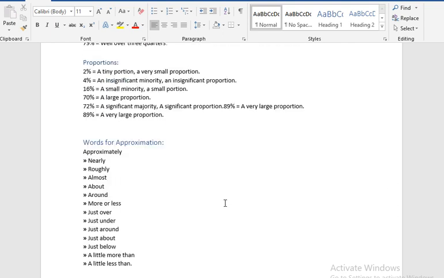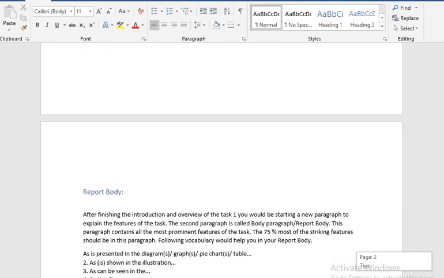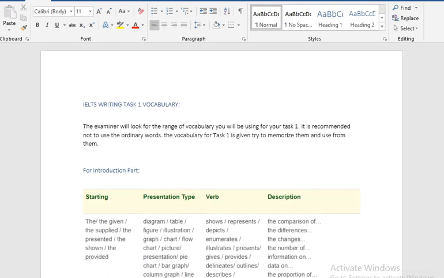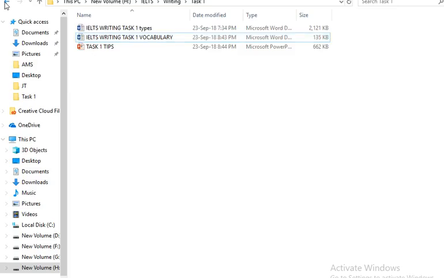So these are the vocabularies. Actually you must go through them, and then we will jump to, there is also a link in the video description, in which I'm also going to give you some example tasks for task 1.